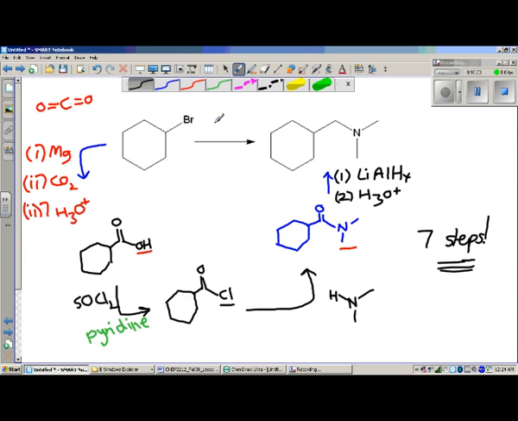We're going to be doing something like this in lab, but nowhere near as complex. But anyway, that is an example of how you would apply synthesis using the reactions that we've learned most recently. Okay? All right. Thank you.